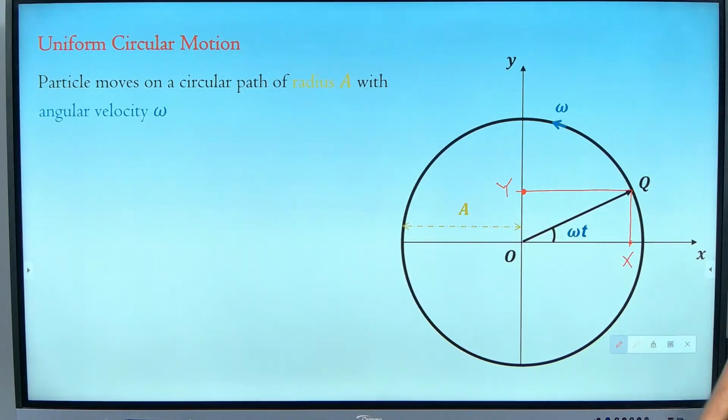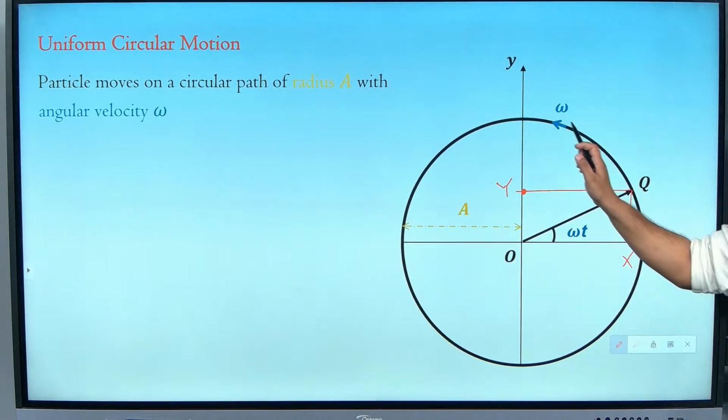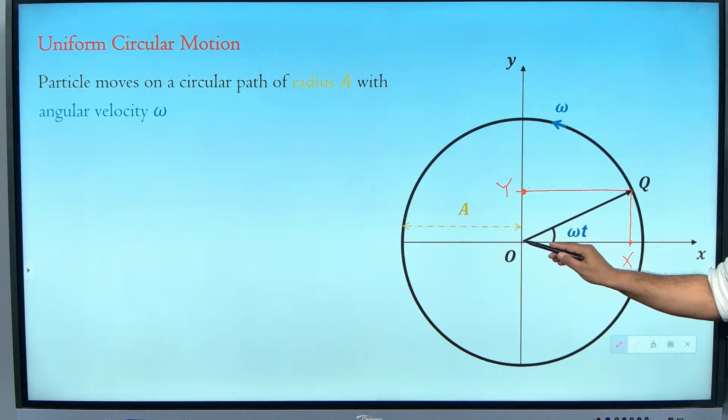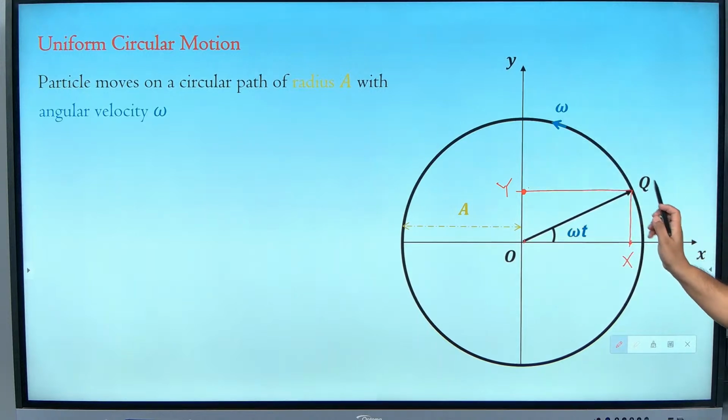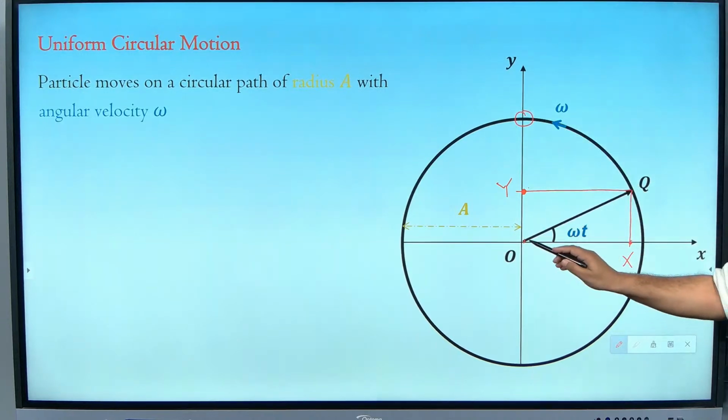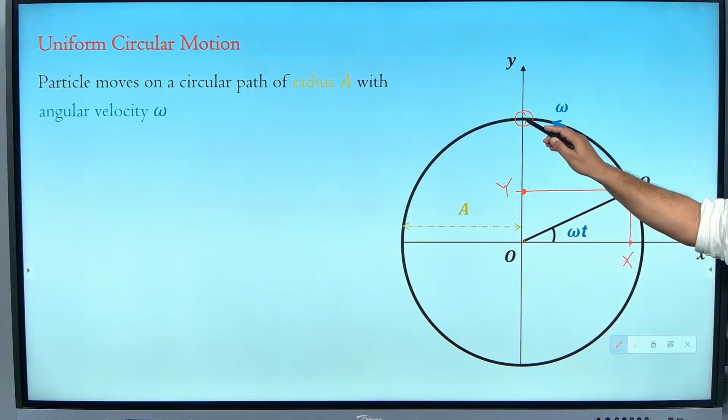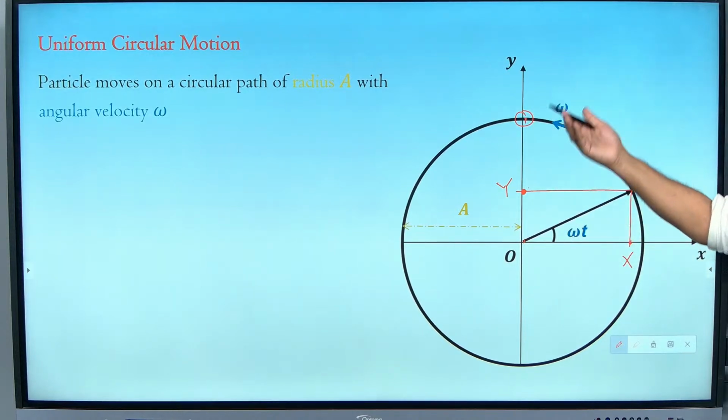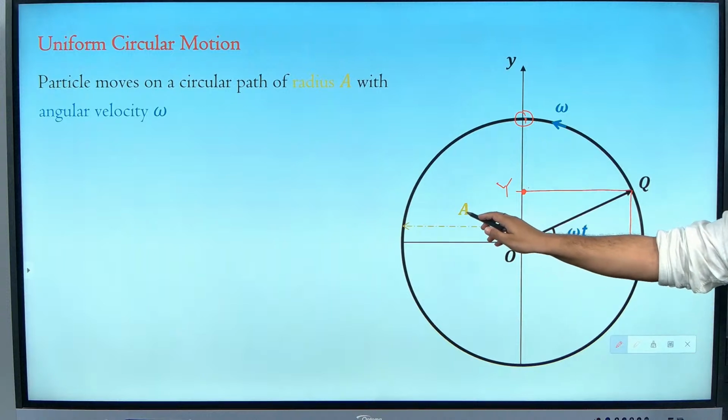Do you accept? When this Q is going from here, it is going up, up, up. This Y from 0 goes up and up. When Q comes to this point, then this Y will have the maximum displacement. Let's call it radius or amplitude. We are taking it as capital A here.